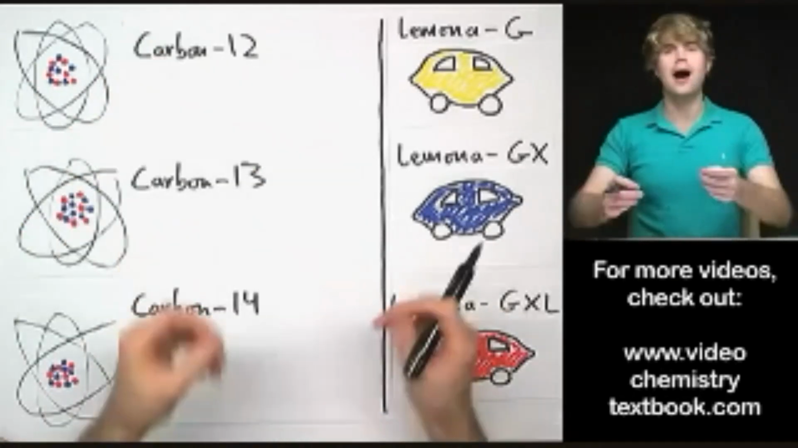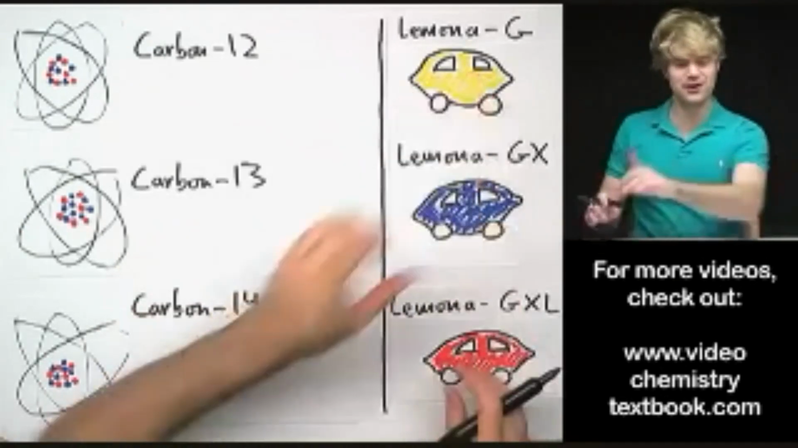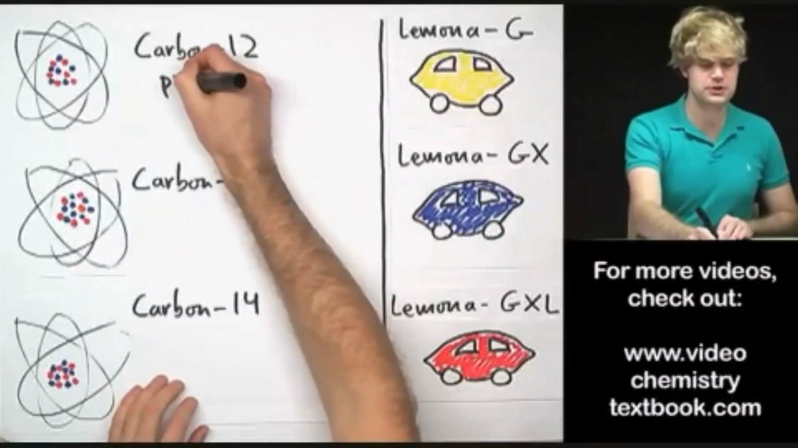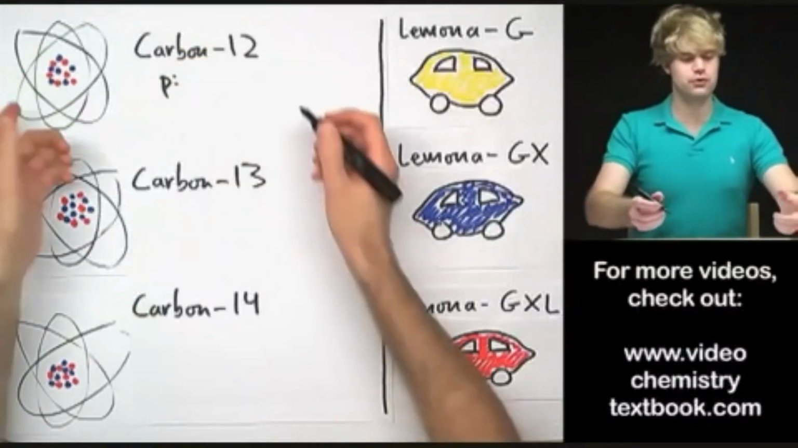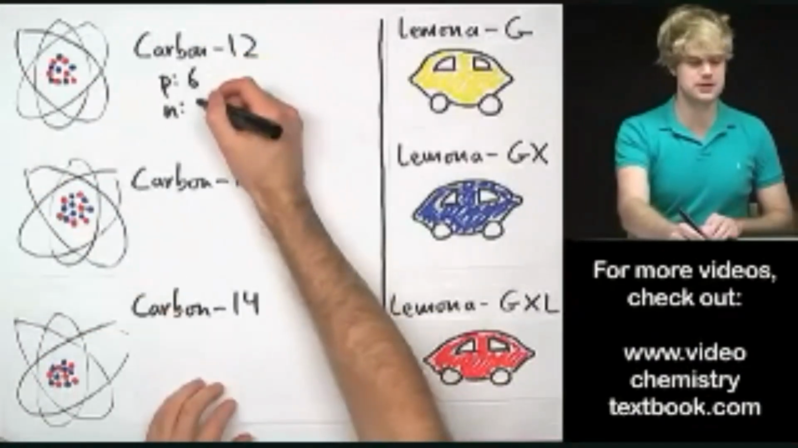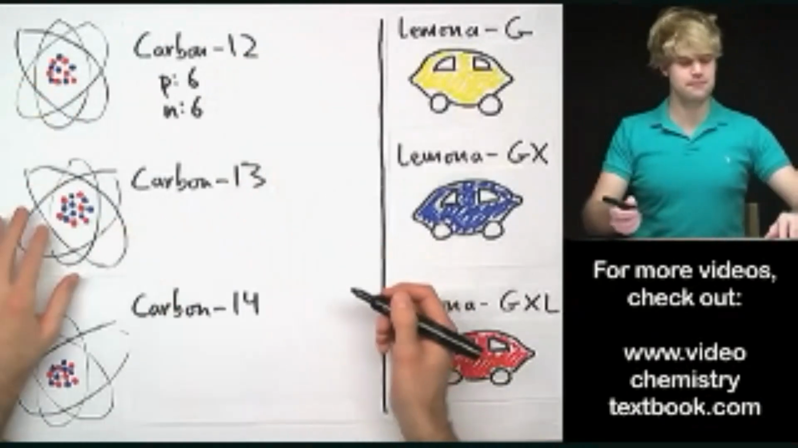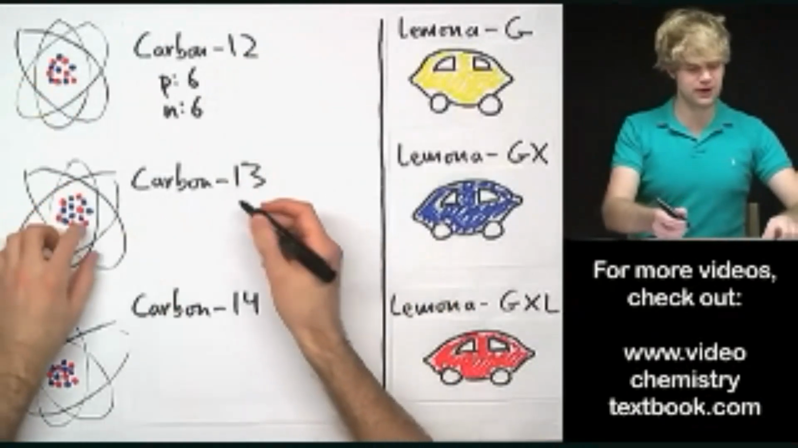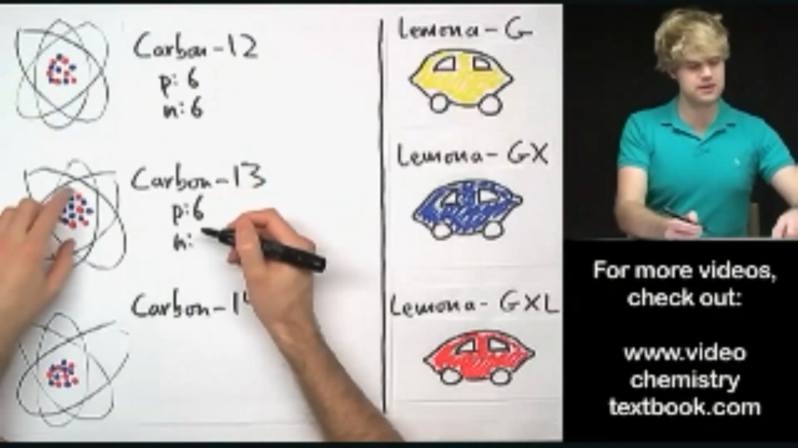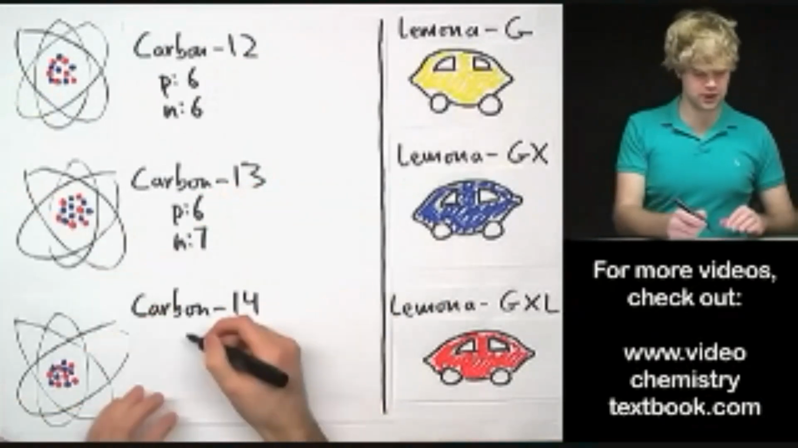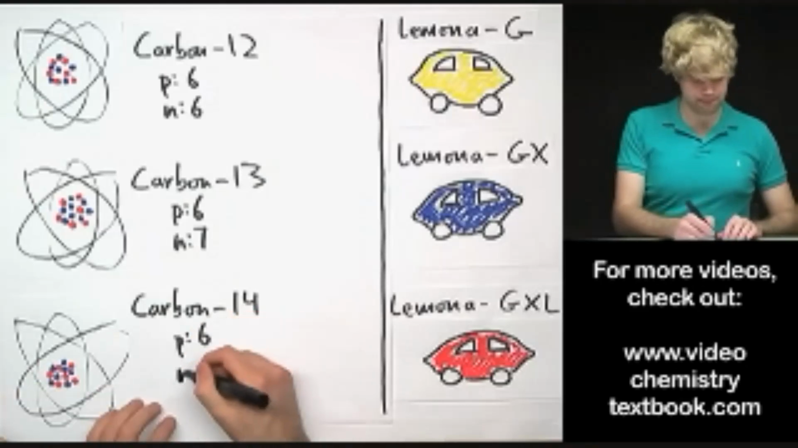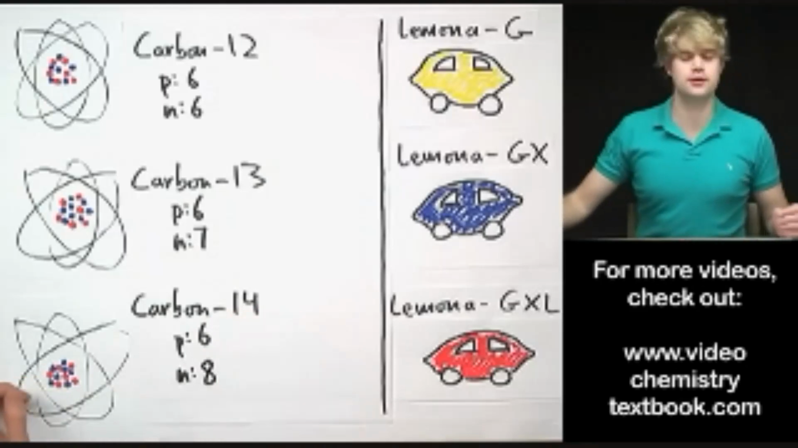Let's look at the options in them. Like we did with the Lamona, let's look at how each one of these different types of carbon differs. If we count the number of protons in carbon-12, we'll see that it has 6 protons, and if I count all the blue spots here, I have 6 neutrons. Carbon-13: 1, 2, 3, 4, 5, 6 red spots, 6 protons. In this one, I have 7 neutrons. And in carbon-14 down here, I have 6 protons, and I have 8 neutrons.